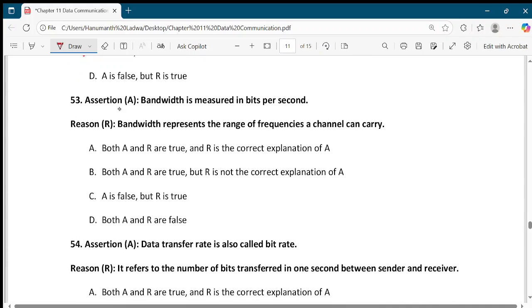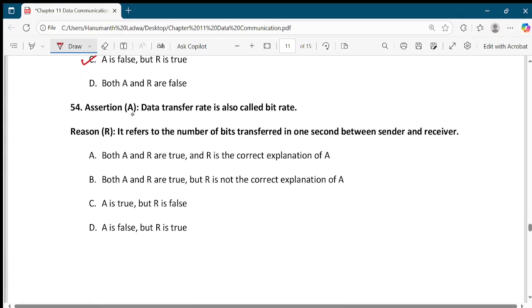Question number 53. Assertion A: Bandwidth is measured in bits per second. Here, this statement is false. Reason R: Bandwidth represents the range of frequencies a channel can carry. Here this is true. Here you can observe option C, A is false but R is true, is the right answer.